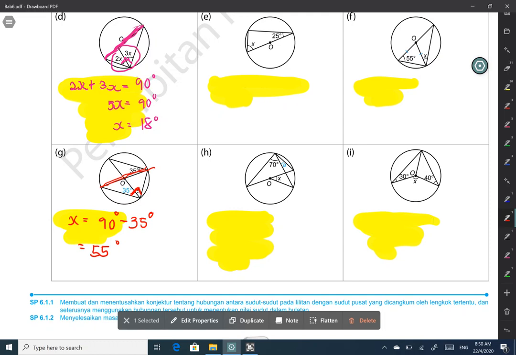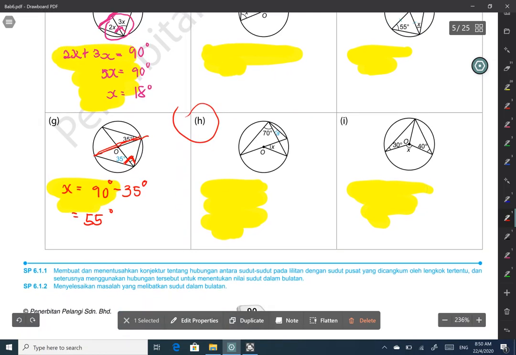Now we see question H, last question I discussed with you. How I get the A? Because you see, they are from the same arc. So this is the anchor at the center. Okay. This is the anchor at the circumference. That means my X is 2 times the A, right?